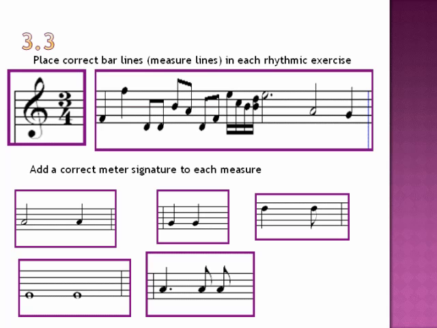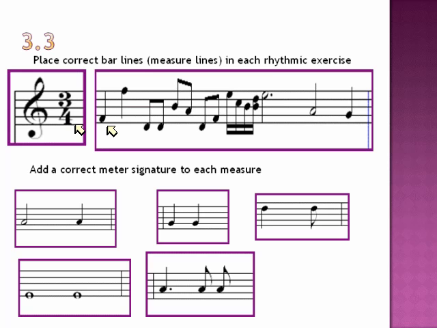Okay, let's look at this next example. Place correct bar lines or measure lines in each rhythmic exercise. Look at the meter signature. It's in 3/4 time. We're back to a quarter note gets one beat: 3 beats in a measure and a quarter note gets one beat. This will be very simple for you to do.